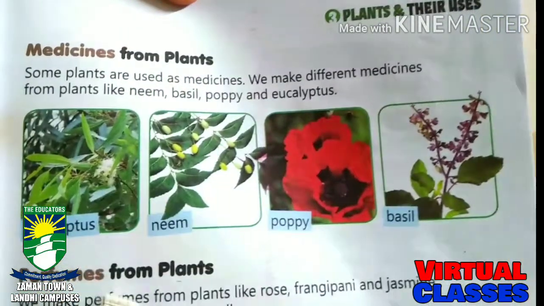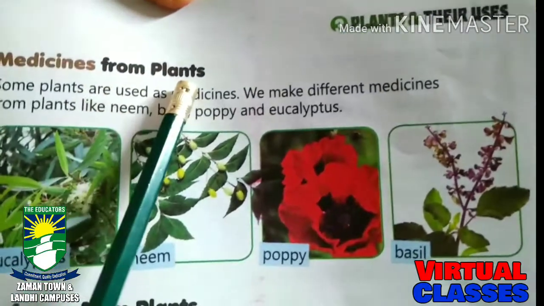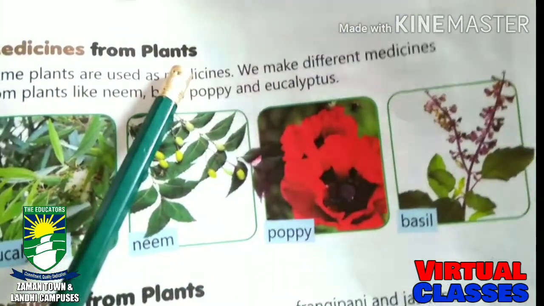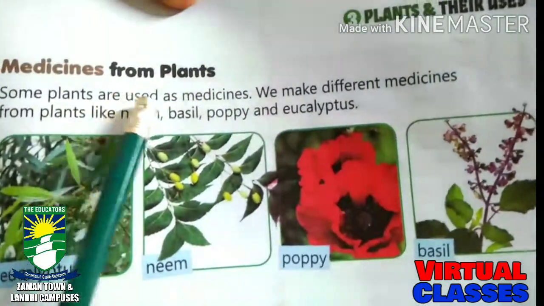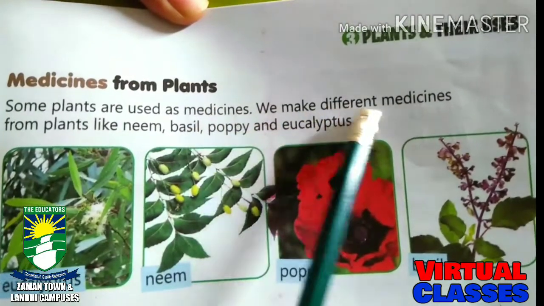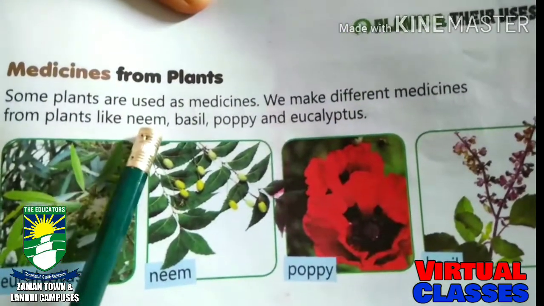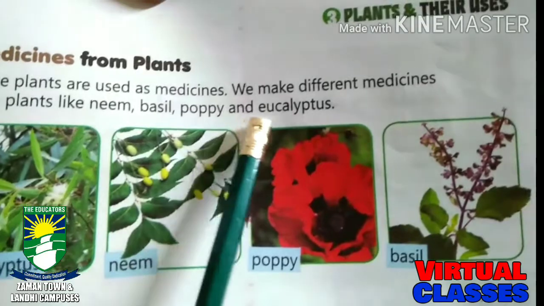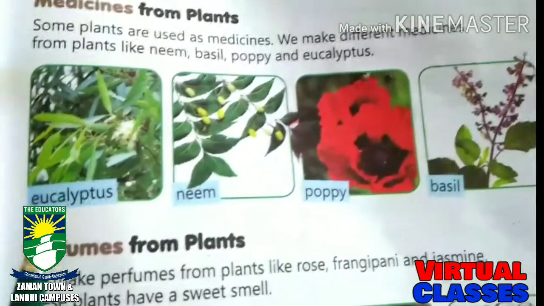So let's read page number 19, medicines from the plants. So we also get medicines from some of the plants. Some plants are used as medicines. We make different medicines from plants like neem, basil, poppy and eucalyptus. These are some of the examples.